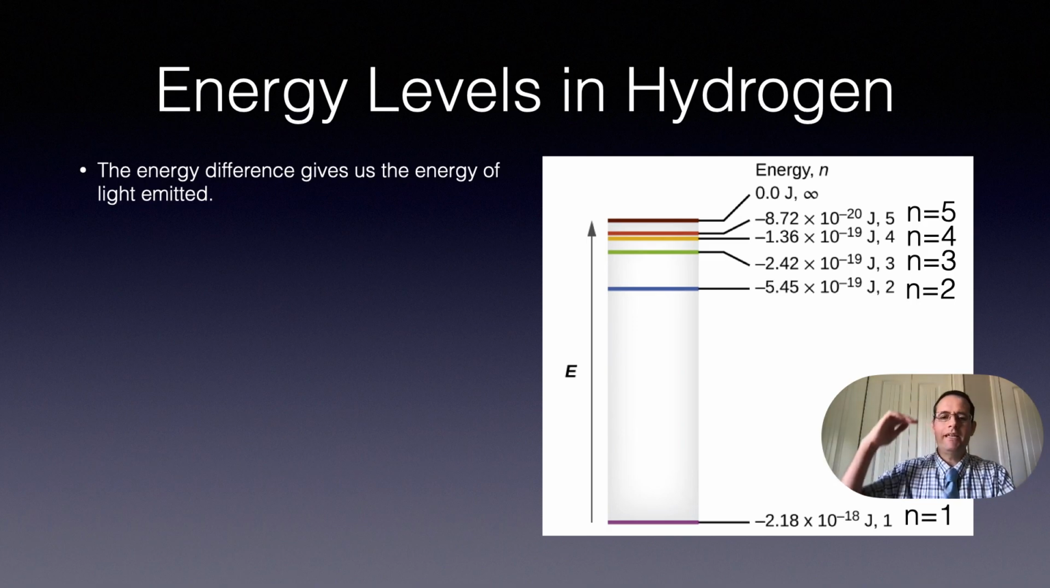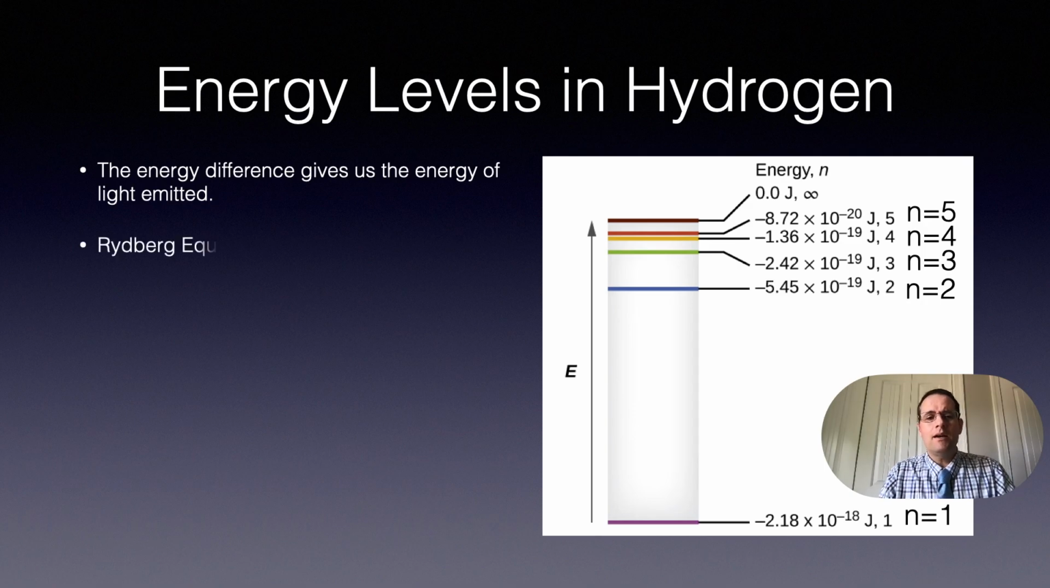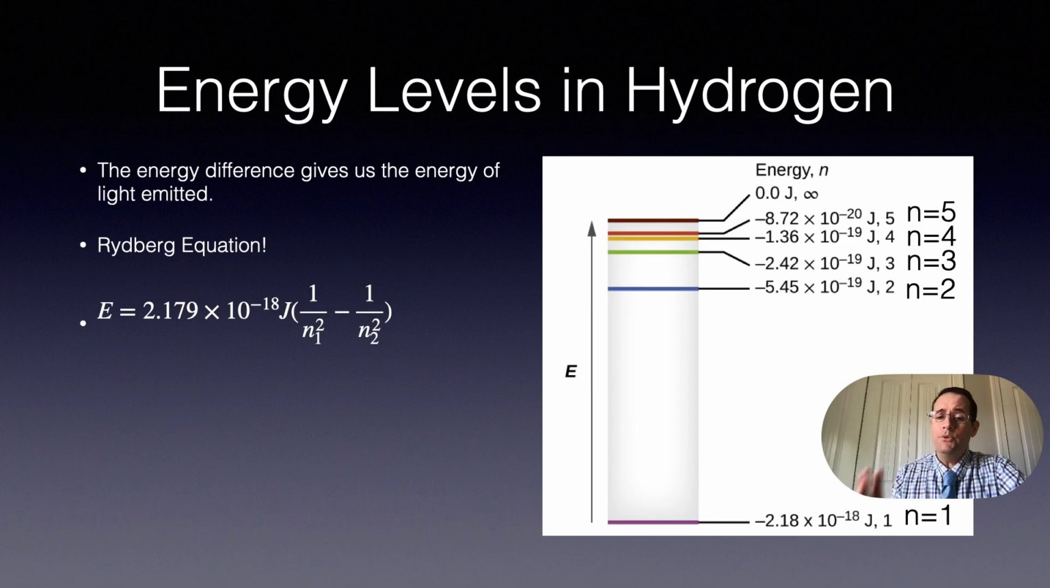So if we go from N equals 5 all the way down to N equals 1, we could subtract those two energies and get the energy difference for the light or the photon that's being emitted from that process. Now, we do that with a Rydberg equation. I do not have a summary slide at the end of this, so please write this formula down. E is equal to the Rydberg constant times 1 over N1 squared minus 1 over N2 squared.